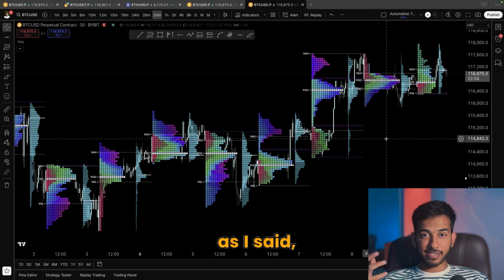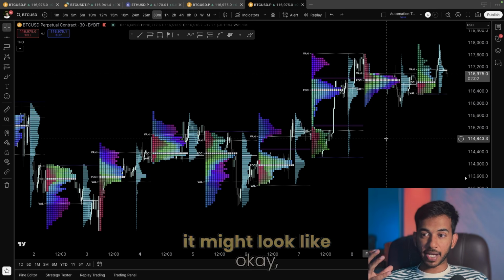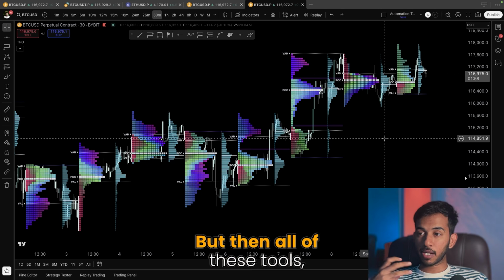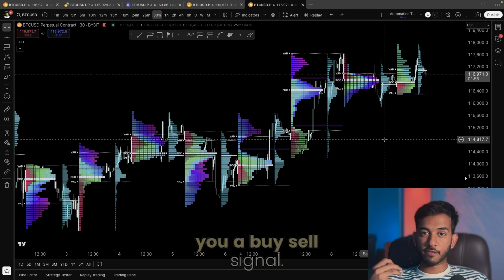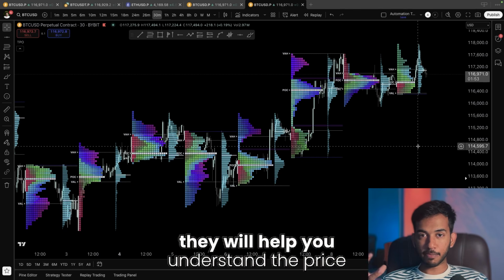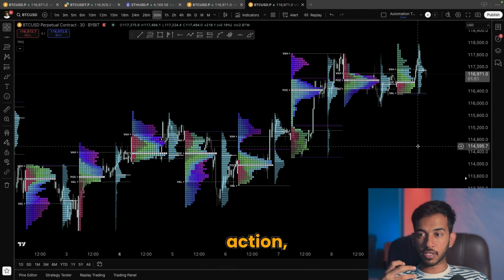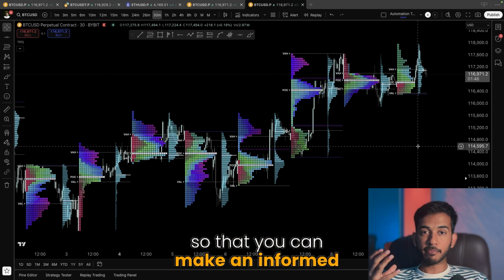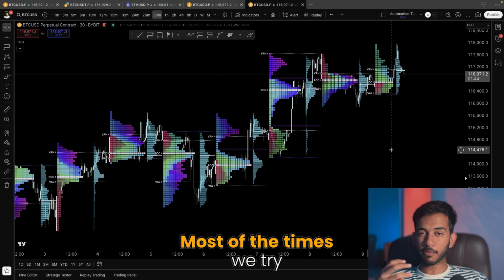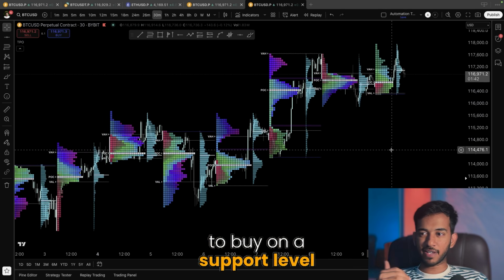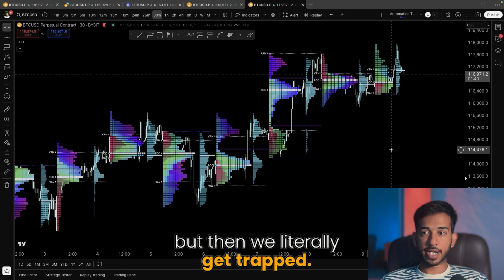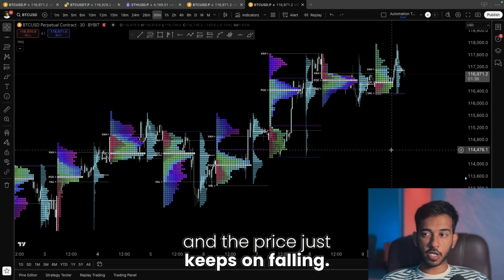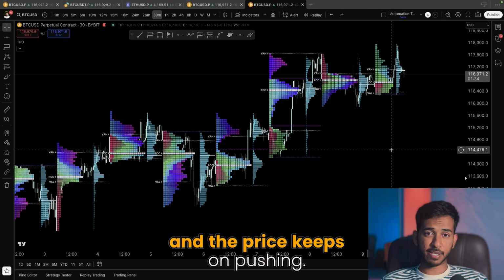Again, as I said, all of these tools that I use might look pretty complicated, like I do not need this. But all of these tools are not here to give you a buy sell signal. Rather, they will help you understand the price action, the momentum, the money inflow, and everything, so that you can make informed decisions. Most of the time we try to buy on a support level and sell on a resistance level, but then we literally get trapped. We buy on a support level and the price just keeps on falling. We sell on a resistance level and the price keeps on pushing.